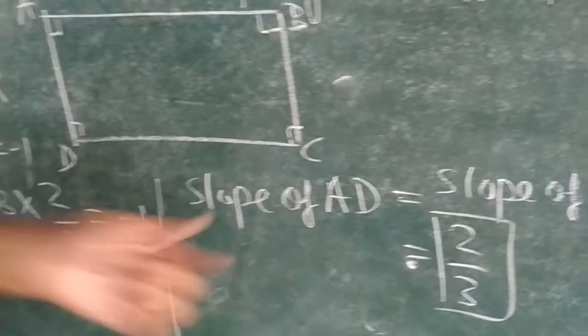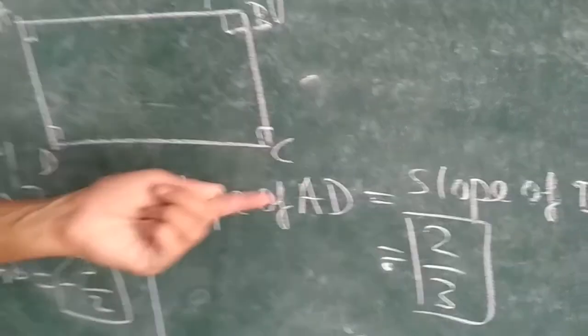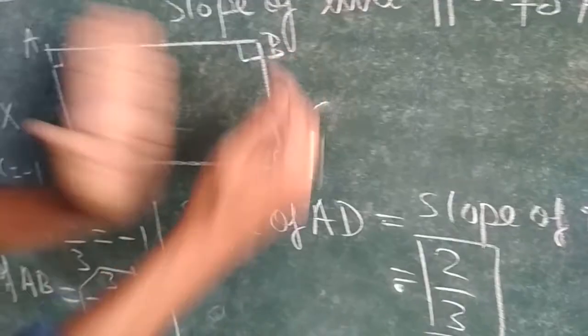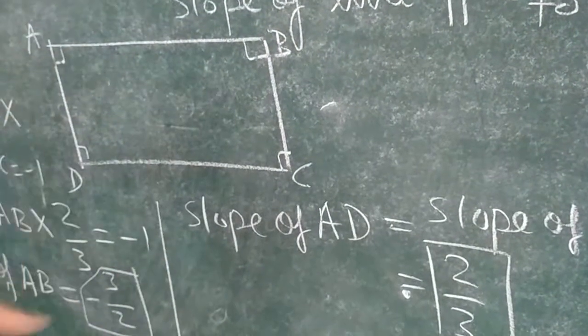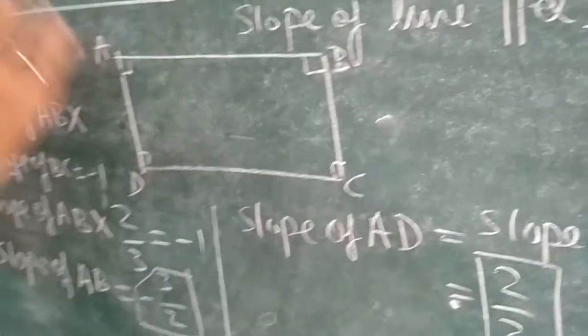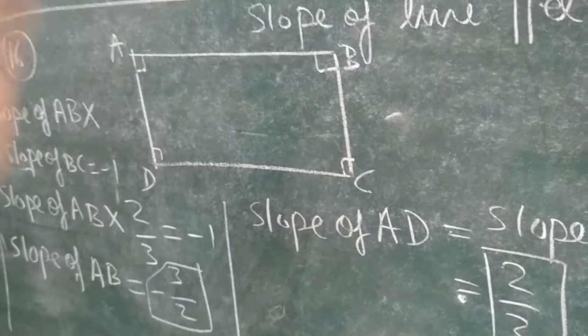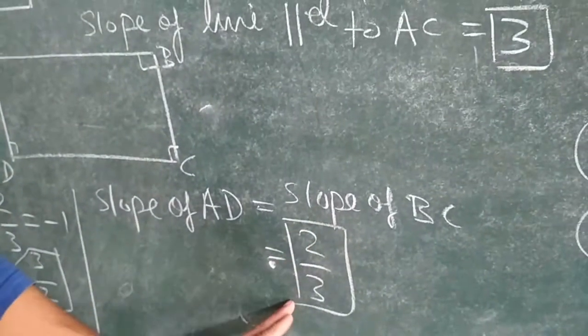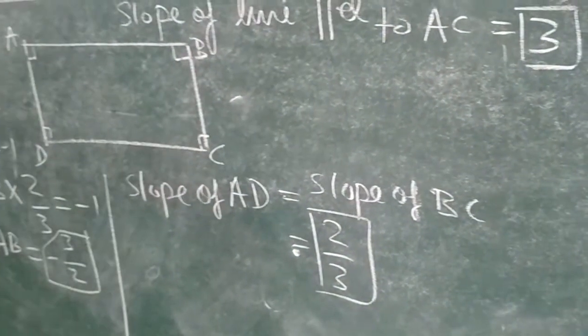Now second, we have to find the slope of AD. You see that AD and BC both are parallel. Opposite sides are parallel in a rectangle. So whatever slope BC has, the same slope AD will have. I write the statement: slope of AD equal to slope of BC. So it is equal to 2 by 3, 2 upon 3. So this is the answer.